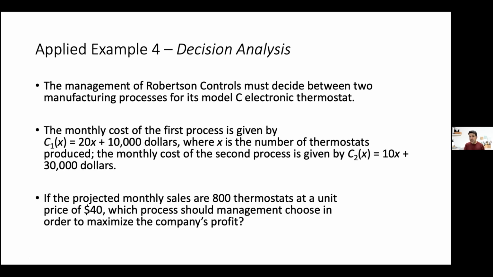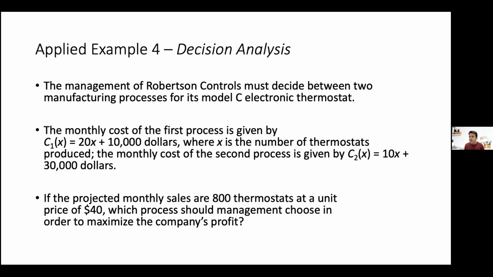So C index 1, which means the cost of the first way, is going to be 20x. X represents the production. Remember that. Plus $10,000. Second, it's 10x plus $30,000. So they're different. And we need to pick the best one.